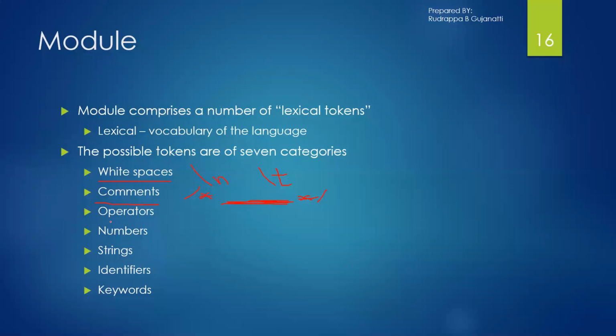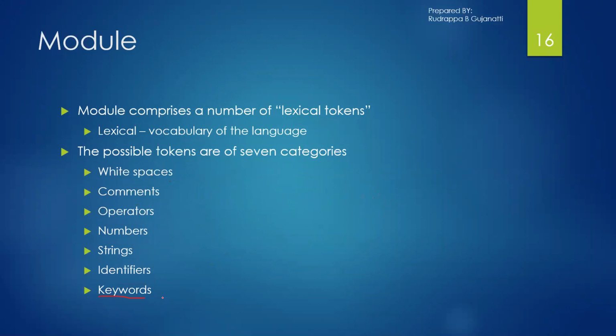Similarly, we have different types of operators, like logical operators and mathematical operators, then numbers, signed and unsigned, and there are some other parameters also, then strings, and identifiers. These are nothing but the name tags we specify. For example, in C programming, you might write int a. So a is the identifier, which is a variable of type int. It is just identifying that parameter.